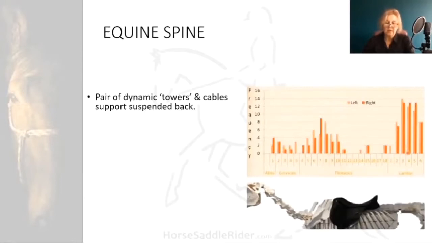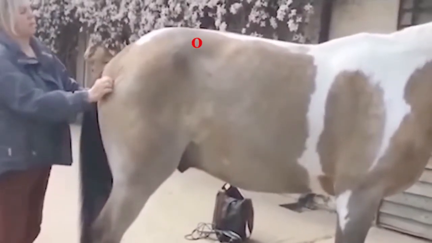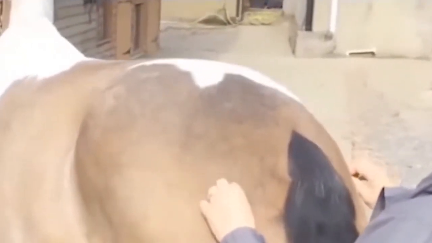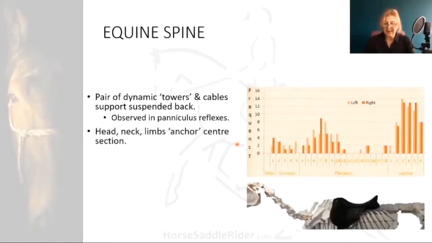A pair of dynamic towers, the limbs, and cables, the muscles, support a suspended back. And I did a study about 12 years ago where I palpated 33 horses' spines for the presence of muscle spasm of the dorsal spinous processes. So where we stand towards the back of the horse and scratch either side of the tail, we can see the horse flexing the lumbar sacral joint and lifting the trunk or not, then gently lowering again. And the head, neck and limbs anchor the center section. The rider is seated here on the weakest section.